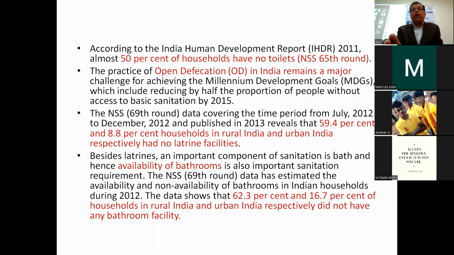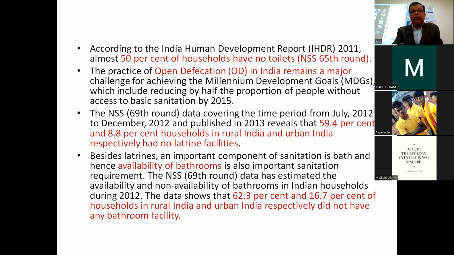Then the 69th round data of NSS covered the time period from July 2012 to December 2012 and published the data in 2013, and stated that 59.4% and 8.8% of households in rural India and urban India respectively had no latrine facility. So what will happen in a country where such a massive number of rural as well as urban people do not have latrines? Open defecation will become the natural response. Right. That is why the government is making best efforts to address the related things.